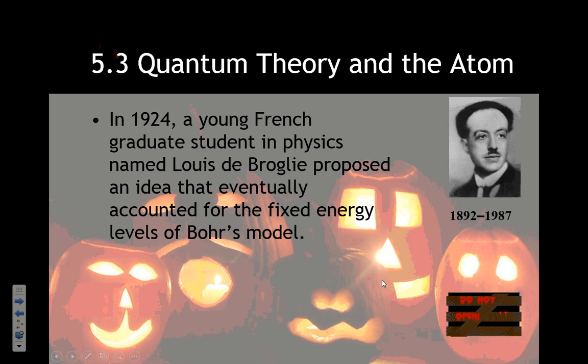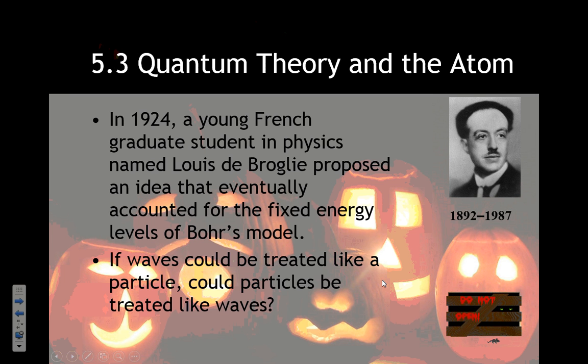Now, the next person to come along that added to our idea of the electron in the atom and furthered quantum theory was a French physicist by the name of Louis de Broglie. De Broglie proposed an idea that eventually accounted for the fixed energy amount. So why was it that the energy amounts were fixed inside the model? Well, what de Broglie said is if waves could be treated as particles, that's what we did with light, maybe particles could be treated like waves.